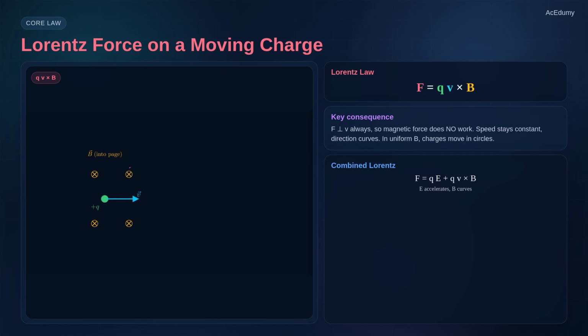Start with a single point charge Q, moving with velocity v, inside a magnetic field B. The force on it is given by the Lorentz law, F equals Q times v cross B. Why a cross product, not a simple product? Because the force is always perpendicular to both v and B. If the charge moves along B, v and B are parallel, the cross product is zero and no force acts. If v is perpendicular to B, we get the maximum magnitude QvB. The direction follows the right-hand rule, just like in Biot-Savart.